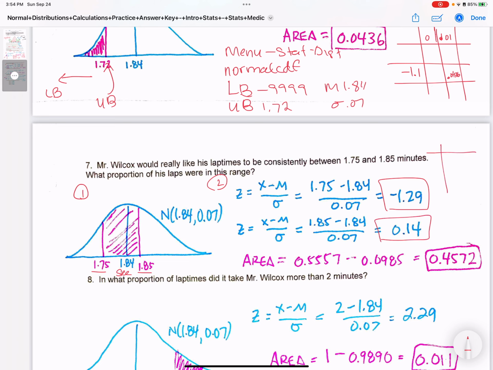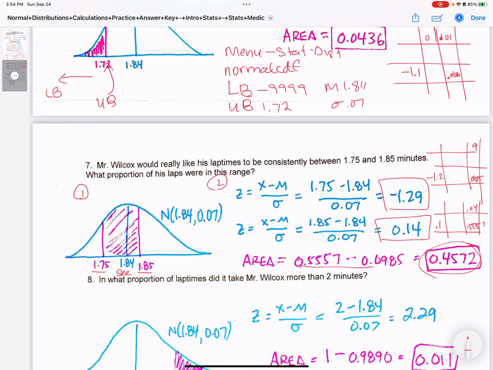So I'm going to look up my z-score at negative 1.29, and that one I get 0.0985. And then I'm going to look up my z-score of 0.104, and I'm going to get 0.5557. I'm going to subtract the two, and I'm going to get about 45%.